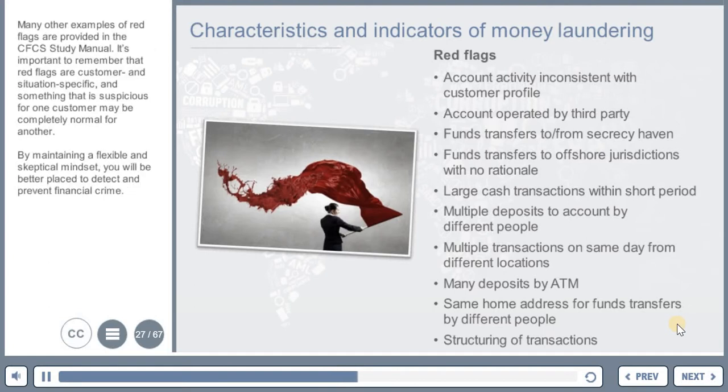Many other examples of red flags are provided in the CFCS study manual. It's important to remember that red flags are customer and situation specific, and something that's suspicious for one customer may be completely normal for another. By maintaining a flexible and skeptical mindset, you will be better placed to detect and prevent financial crime.